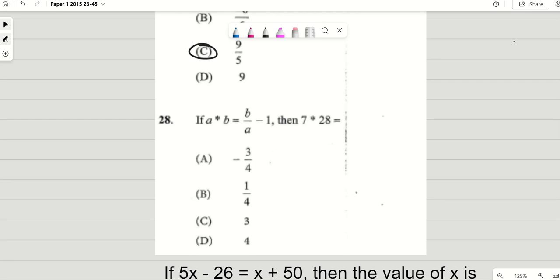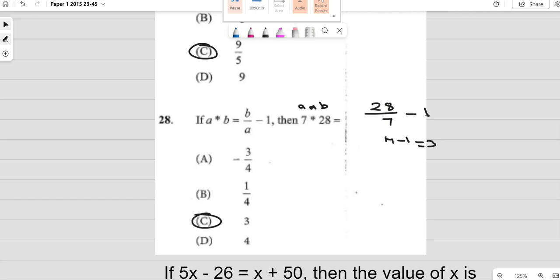A asterisk B means B over A minus 1. Then 7 asterisk 28. So they're just telling you the first one is A, the second one is B. So it would be 28, which is B, over A, which is 7, minus 1. 28 over 7, 7 going into 28 4 times. So it's 4 minus 1, which is equal to 3. So my answer is C.